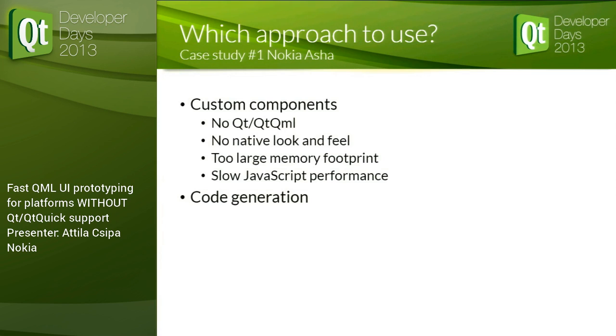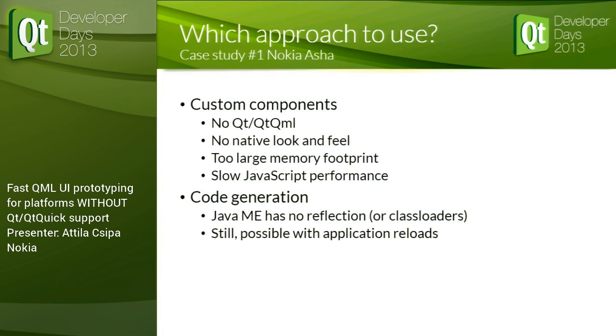Code generation. So could we generate maybe Java code, and then load that somehow dynamically? This requires a bit of knowledge. This is the part where I say that for these things you would have to know a bit about the platform. Here's the problem that I ran into. Java ME has no reflections or class loaders. So you cannot have an application running that dynamically loads parts from the disk or memory. It's very, very tricky. Still, it's possible with application reloads. So if you're willing to restart the whole application again and again, then you can do this. So you go to a full compile cycle, but that's a bit slow.